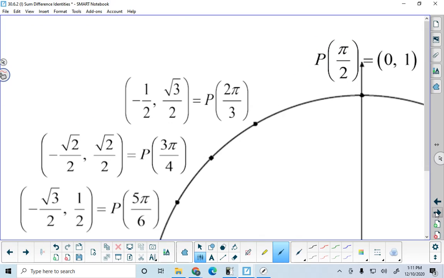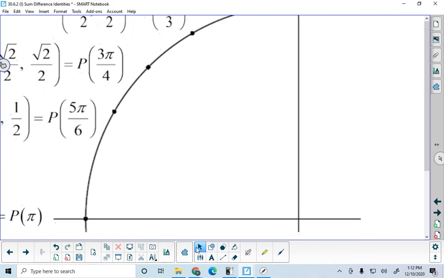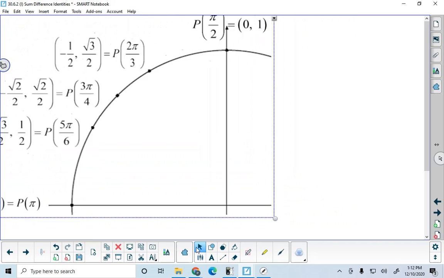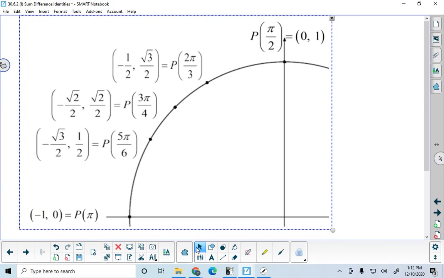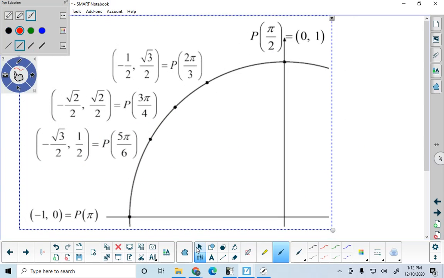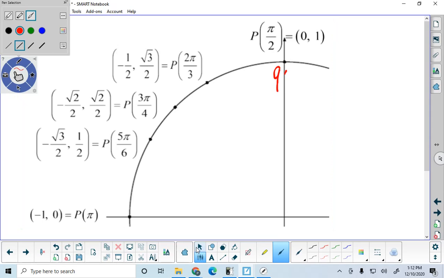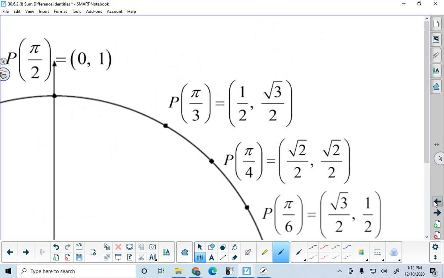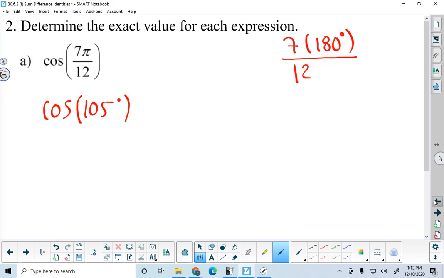90 degrees is at the top. Let me resize some things here. Way too big. 90 degrees is at the top. This is 90 degrees. This is 120 degrees. We want 105, right? 105 degrees is between there. So you're asked for, in this question, the cosine of 105 degrees.